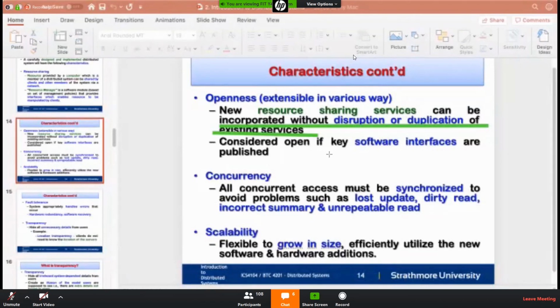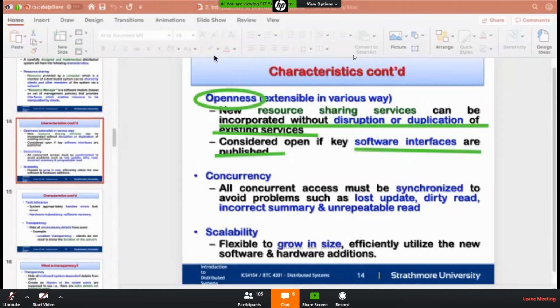But for it to be considered open, remember this term here, for it to be considered as open, the interfaces that are there must be published. Okay? I'm sure you know very well, I'll use the example of maybe Safaricom. You remember when people wanted to do some of the developments, so they had to give an API. So that is called publishing. So it means that you know that information, you know that interface, and then you can be able to add. So for a system, operating system to be called open, the interfaces must be available so that when you want to plug in something new, you can be able to do it.